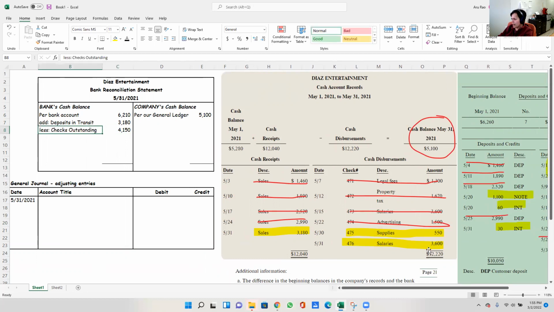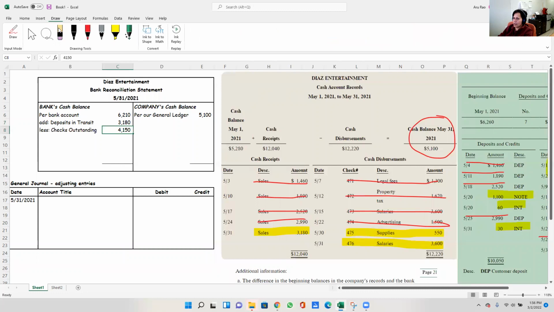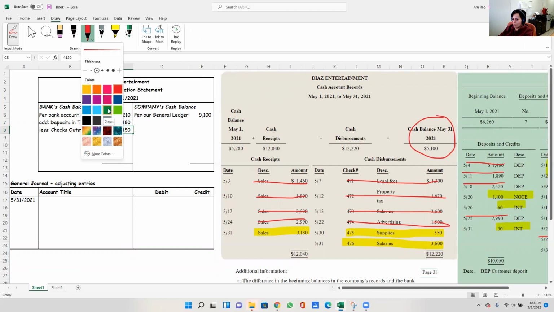So these two checks, I add up the numbers, 550 and 3,600, giving me 4,150. I've added the two numbers and put that over there. Checks outstanding. Okay. So at this point of time, let me change color over here so we can see this. Okay. I have taken care of this. I've taken care of the three items I had over here. Okay. So I'm done as far as this is concerned. Information from my cash account.